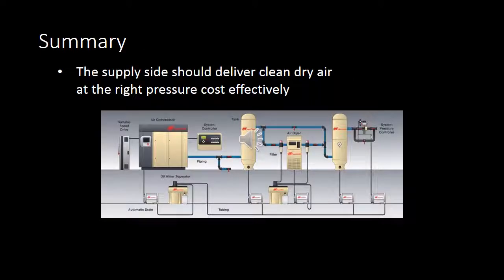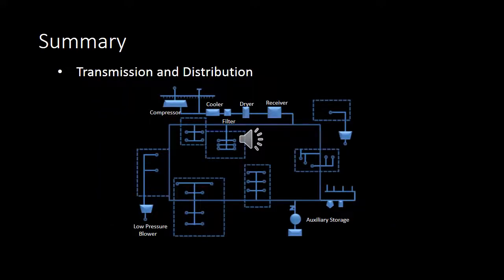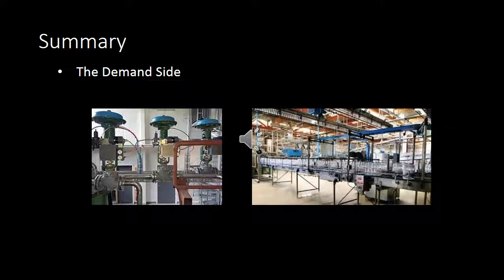The supply side includes all components prior to and including the primary receiver and the pressure flow controller if present, such as the compressor, dryers and filters. It should result in clean, dry, stable air being delivered at the appropriate pressure in a cost-effective manner. The transmission and distribution system includes components after the primary receiver and pressure flow controller including the distribution and storage components. The demand side includes end-use equipment.